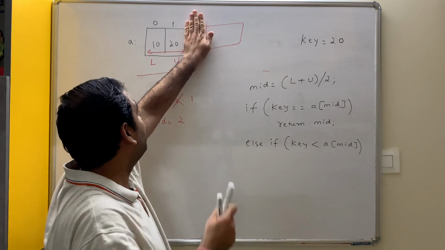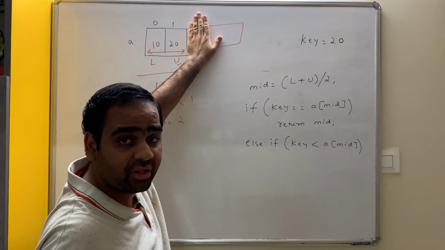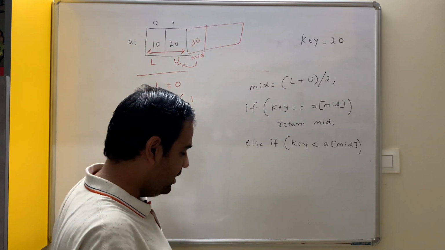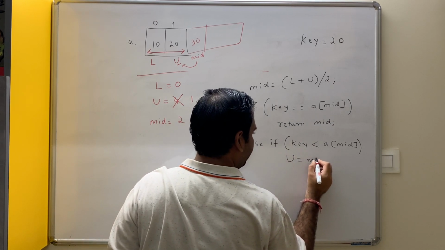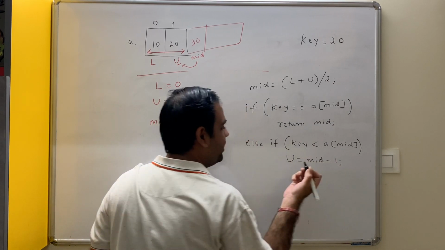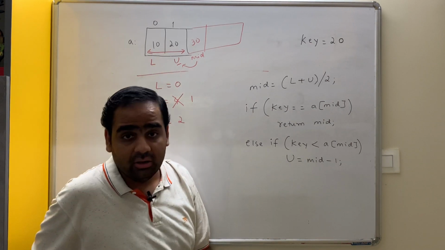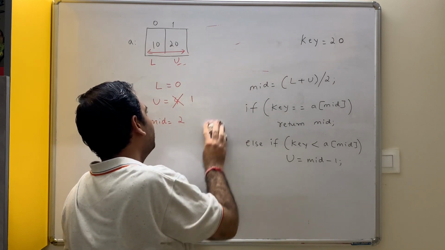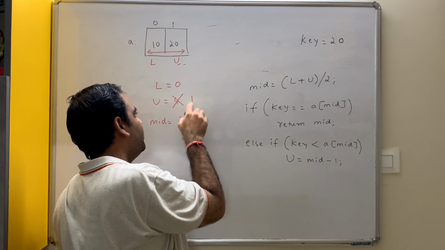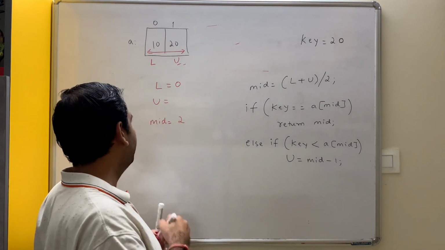Are you getting it? Because you are searching on the LHS of mid, the upper limit will become mid minus 1 and the lower limit remains intact. Now, if upper limit is mid minus 1, 2 minus 1 is 1, the upper limit will become 1.